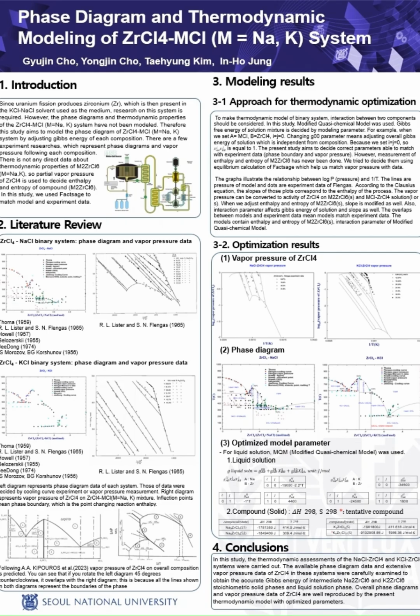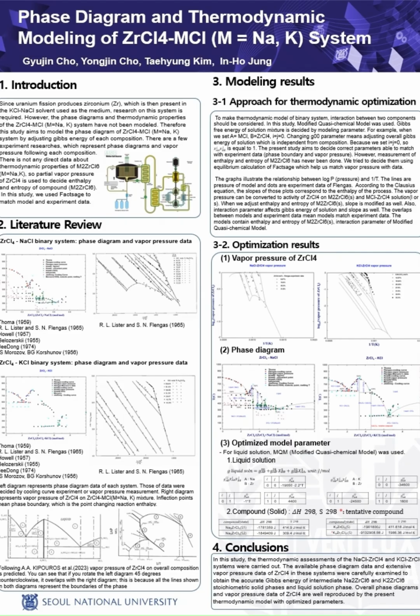each composition. There are a few experimental studies which represent phase diagrams and vapor pressure following each composition. There is not any direct data about the thermodynamic properties of the M2ZrCl6 compound, so the partial pressure of the zirconium chloride is used to decide the enthalpy and entropy of the compound. In this study, we used FactSage to match the model and experiment data.